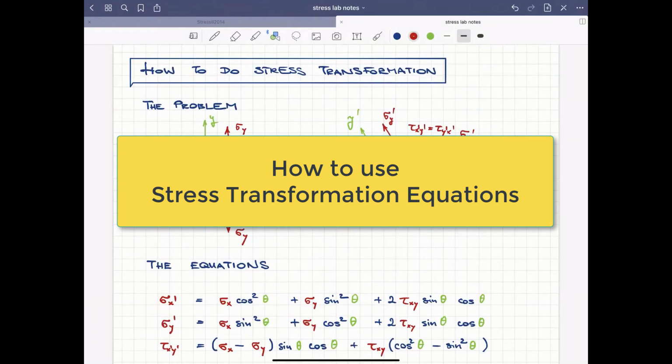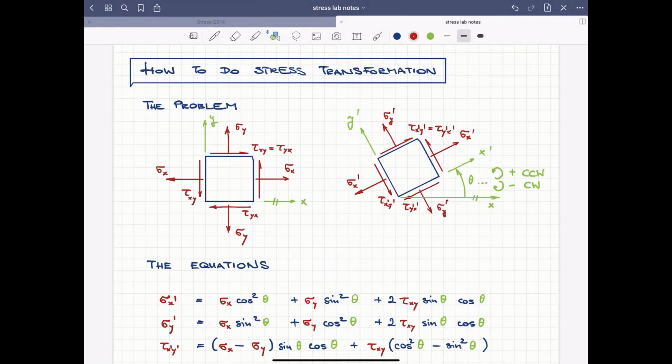Today's lab is to show you how to use the stress transformation equations shown here in the picture. We start with a stress block in our original coordinate system, as we see here on the upper left, and ask how would our components of stress change if we rotate the stress block at our same stress state by an angle of theta. The angle of theta is defined as a counterclockwise rotation from the original coordinate system to the deformed coordinate system. A clockwise rotation would be a negative angle theta.